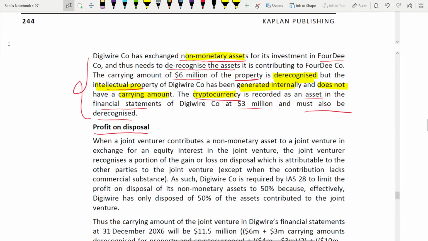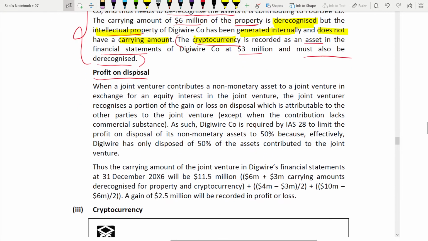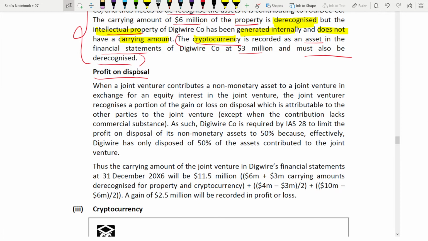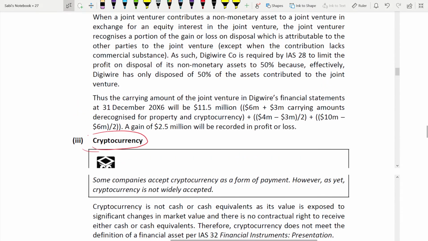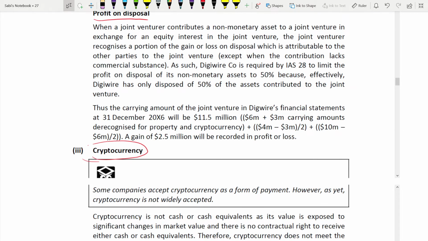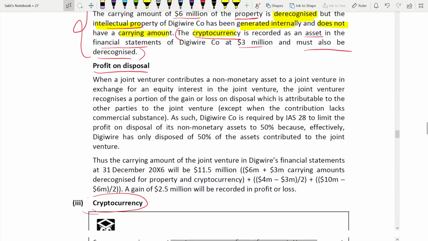Please make sure that you go through this today, the cryptocurrency part. I know there are others you will be able to do because we have been repeating, but cryptocurrency is a new area. Go through it. Now comes the profit on the disposal. And if you see, the third requirement talks about cryptocurrency only, whether it's a financial instrument or an intangible asset. But before that, let us first finish the profit on disposal.